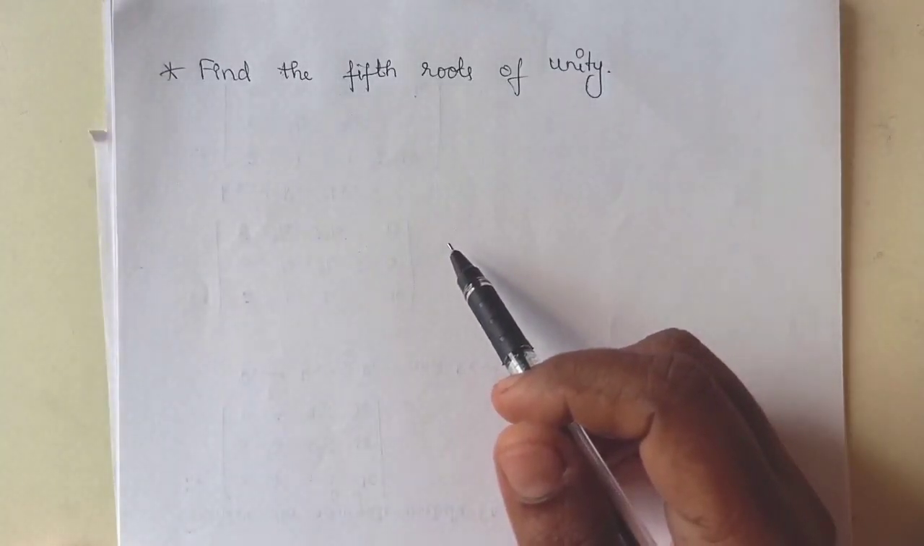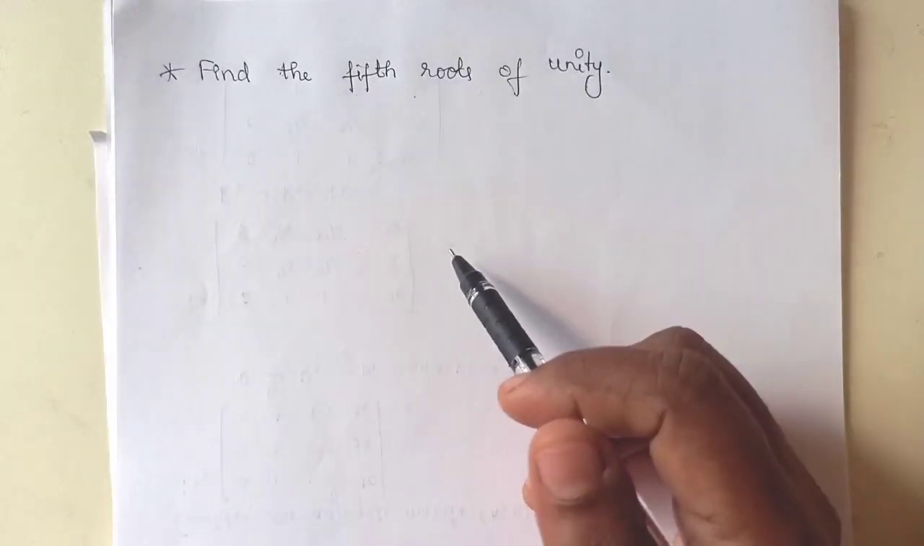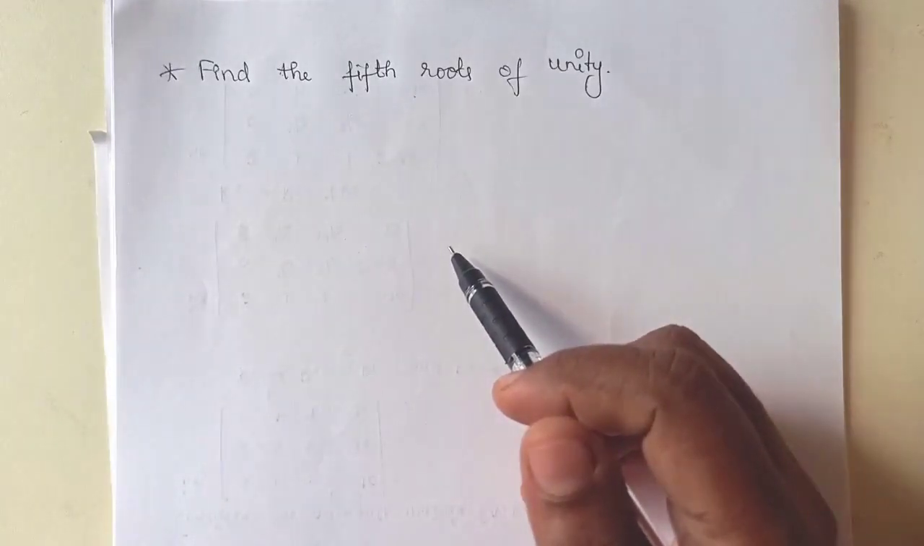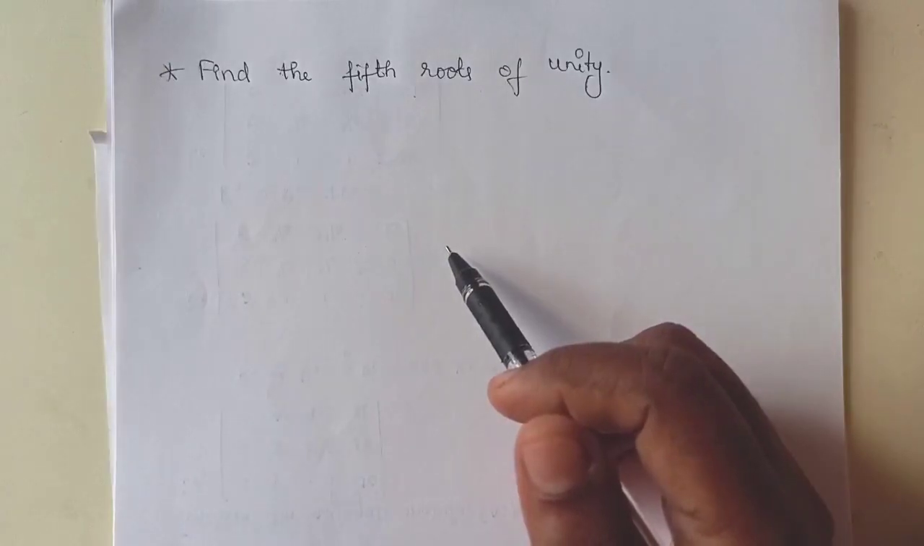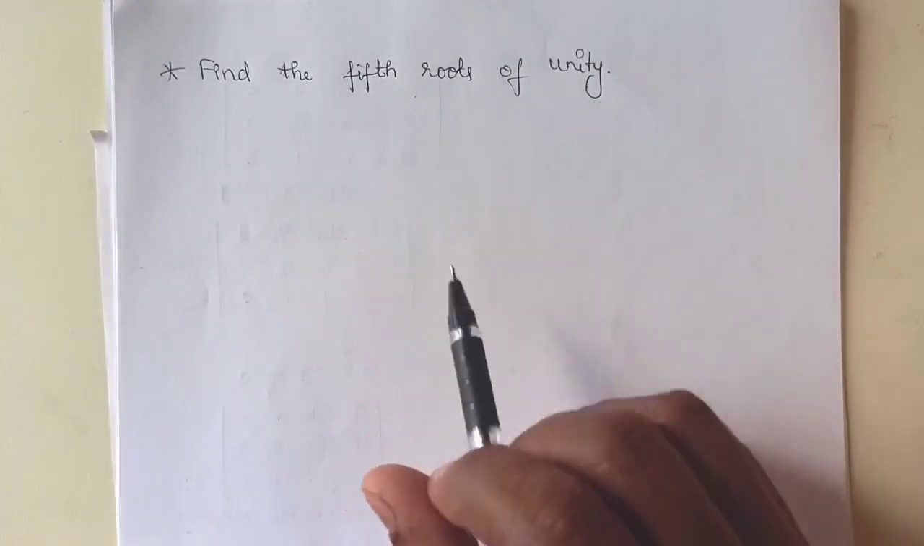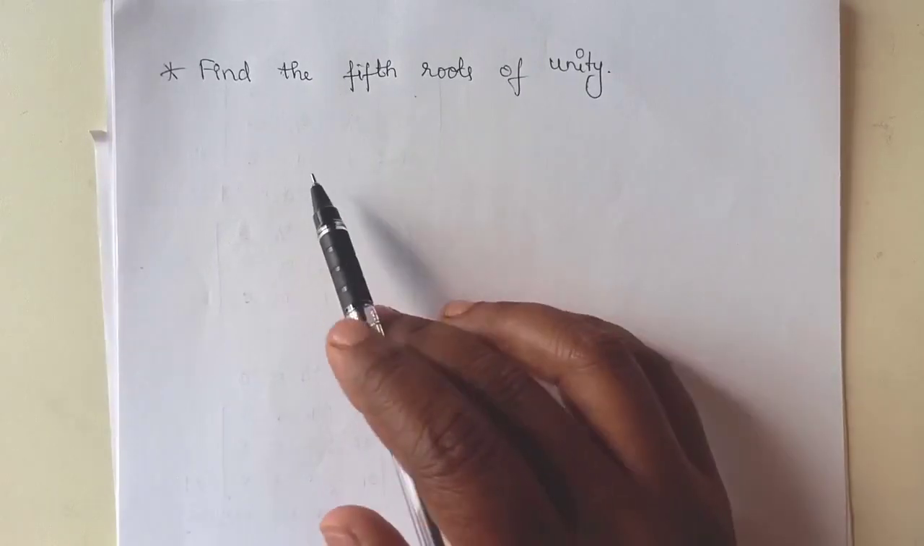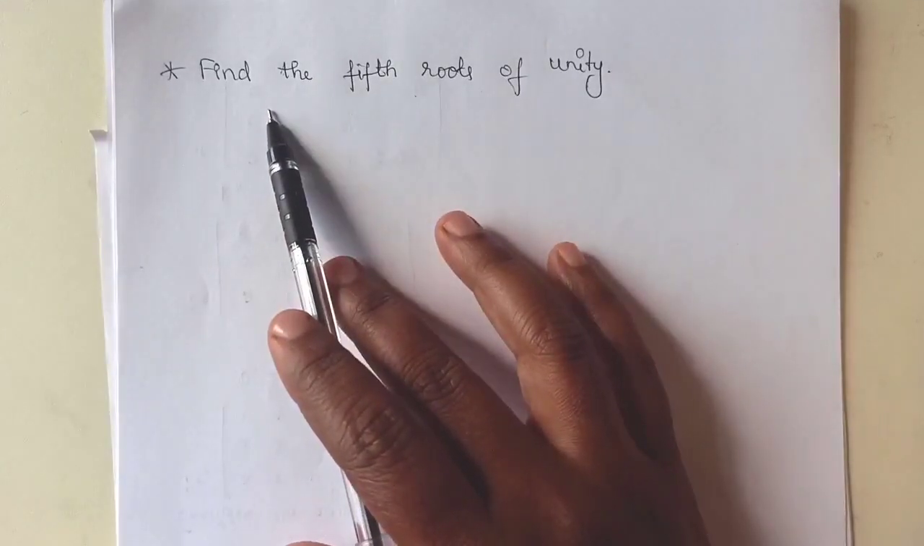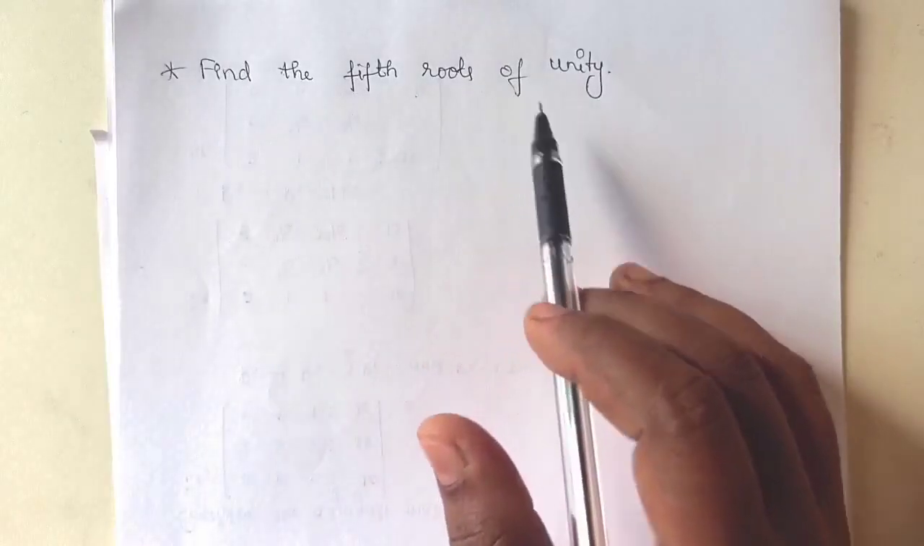In the last class we discussed how to find the roots of a complex number. Here we have a few more examples on the roots of a complex number. So the next problem is: find the fifth root of unity.